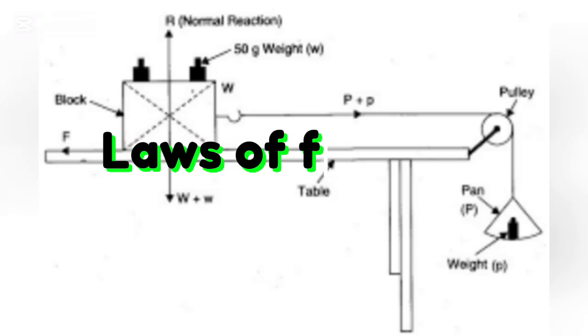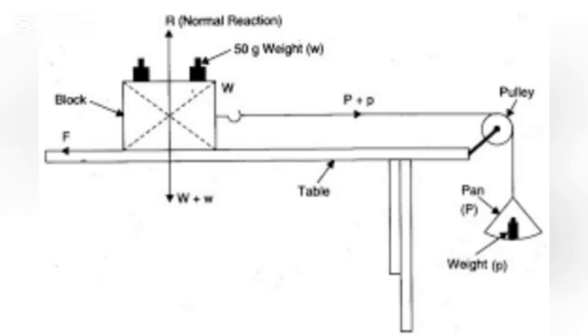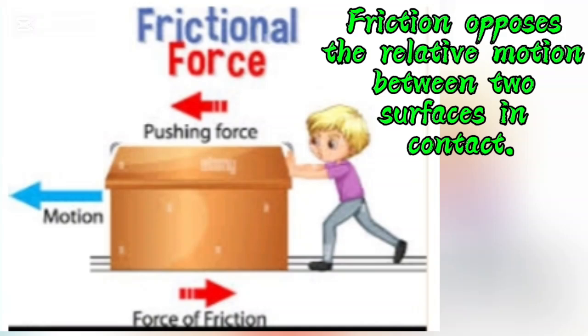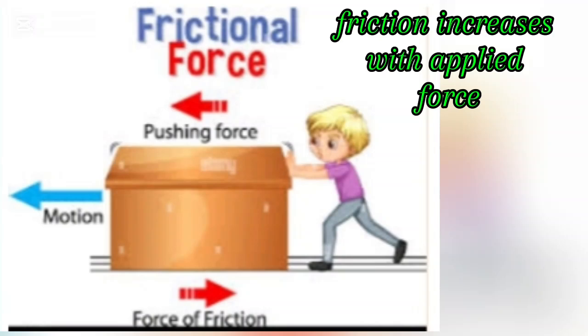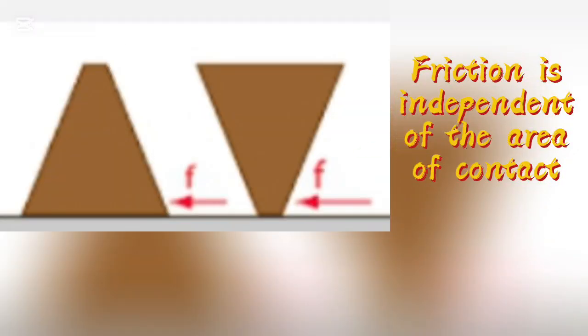Laws of friction. Experiments on solid friction led to the following laws. 1. Friction opposes the relative motion between two surfaces in contact. It acts in the opposite direction to that of the motion. 2. Friction increases with applied force. 3. Friction depends on the nature and condition of the surfaces, whether they are rough, smooth, polished, wet or dry. 4. Friction is independent of the area of contact.